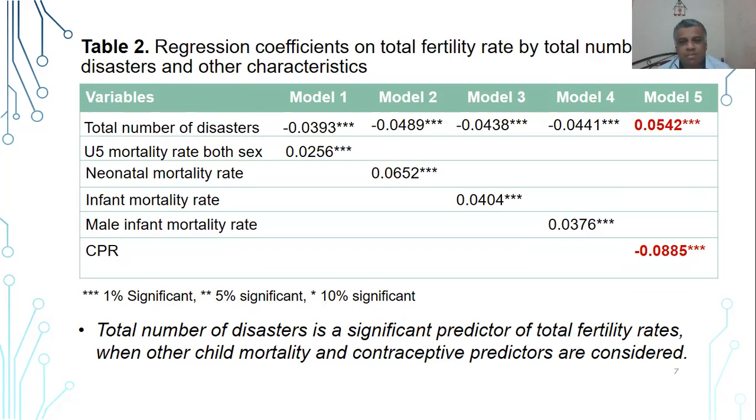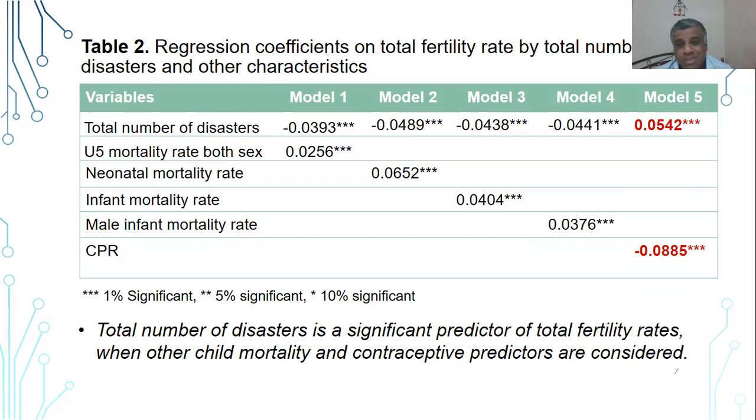We have 5 models, and in these models, you can see that with the total number of disasters, there is a negative association with the total fertility rate. But with model 1, model 2, model 3, model 4, and model 5.